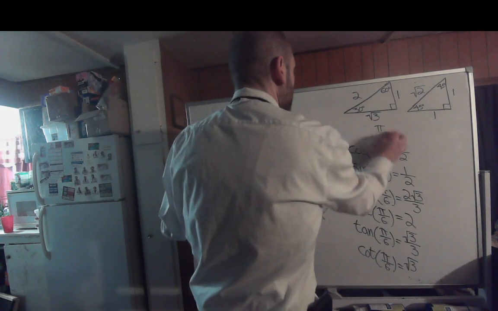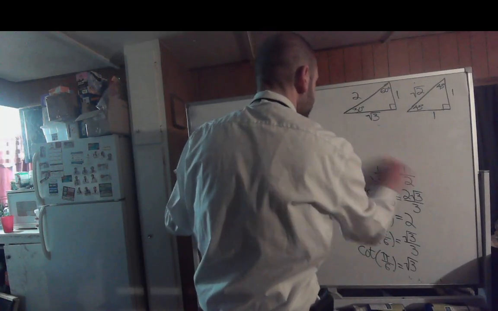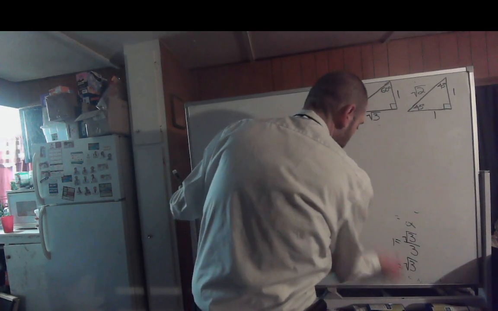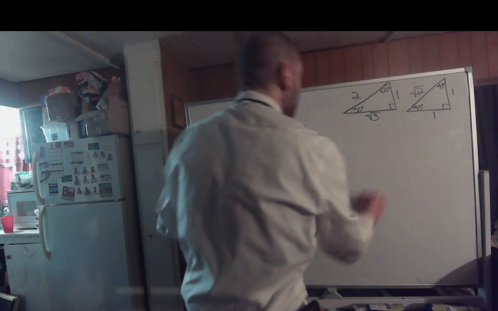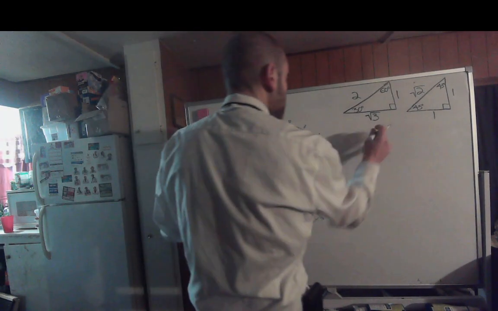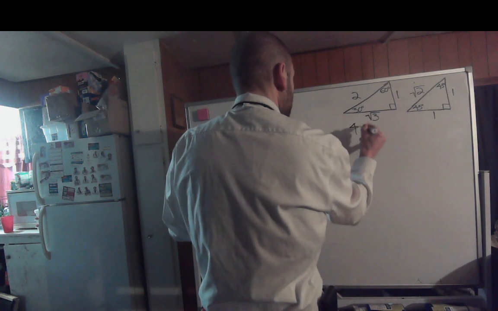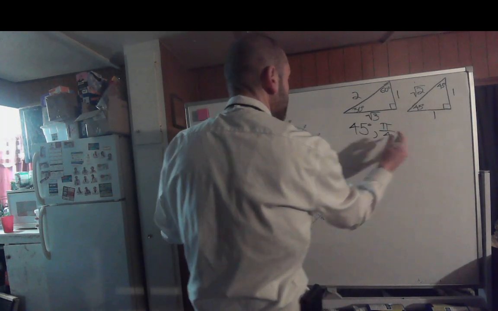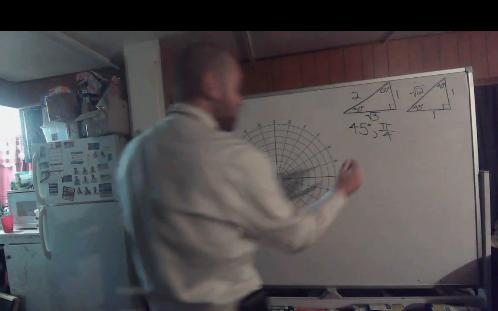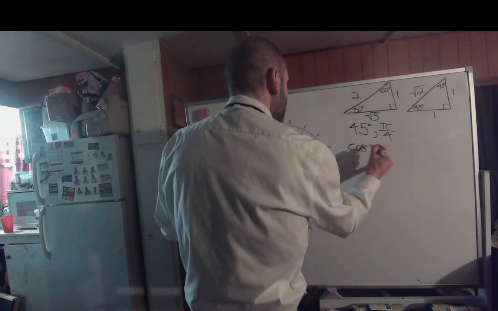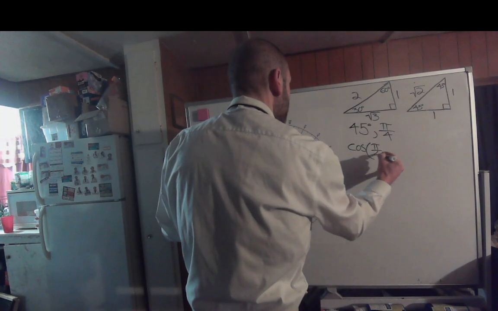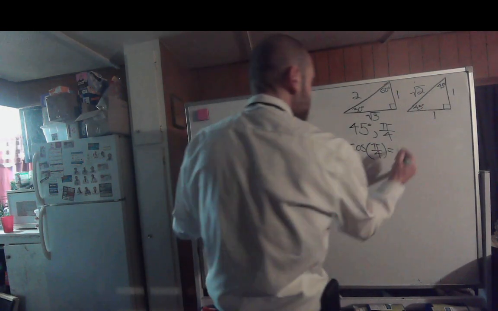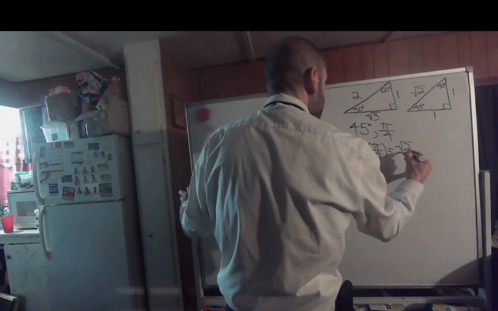Now, why don't we deal with the 45? I'm laying a foundation here for what we're about to do shortly. So, let's look at 45 degrees, which is the same as pi over 4. Let's find the cosine of pi over 4. So adjacent over hypotenuse, that would be 1 over the square root of 2, which is the same as the square root of 2 divided by 2.